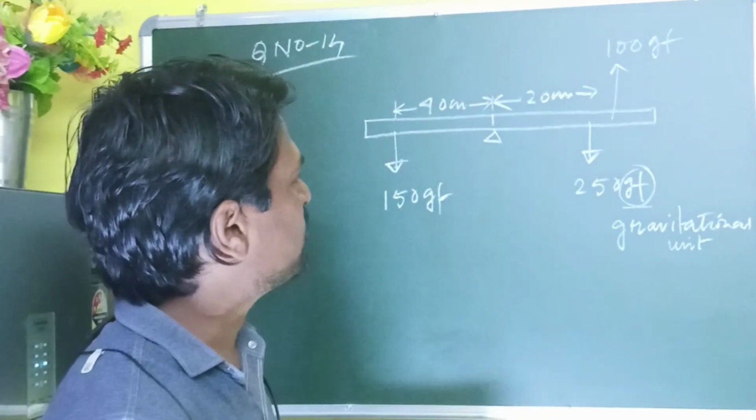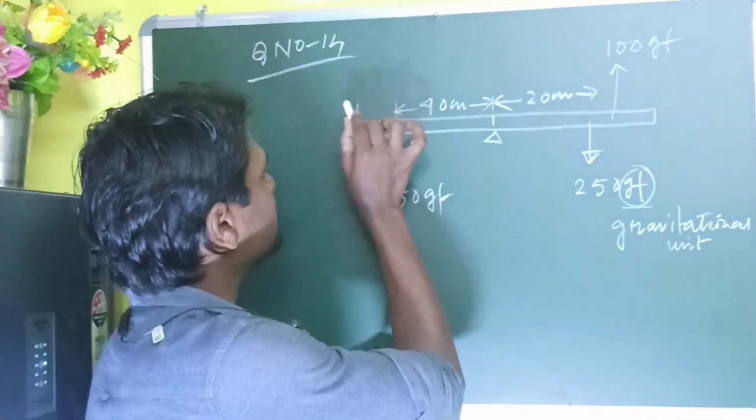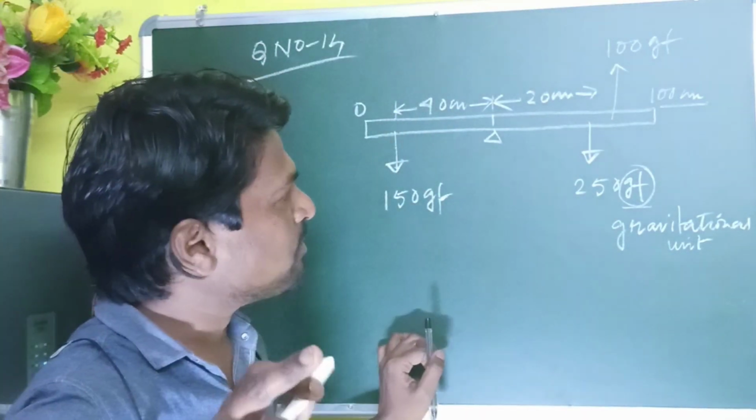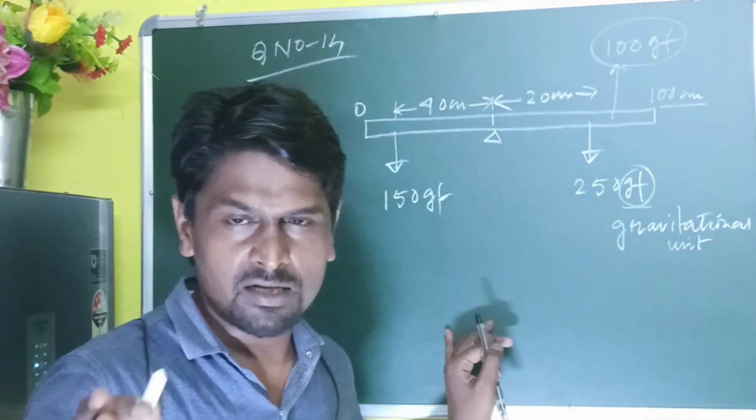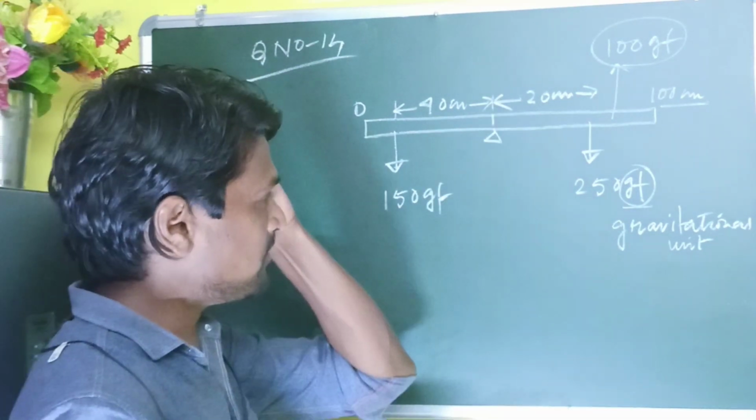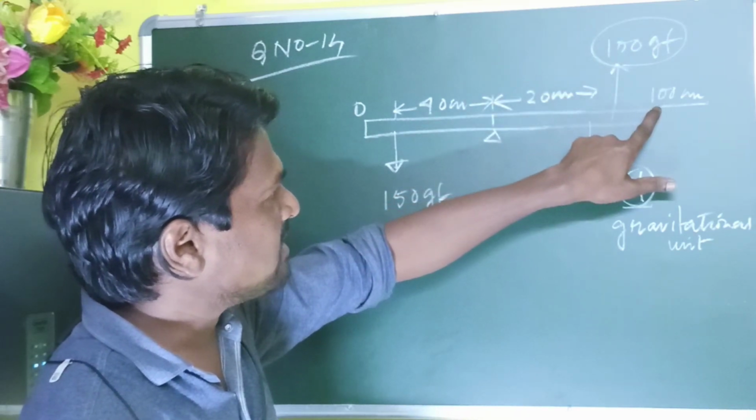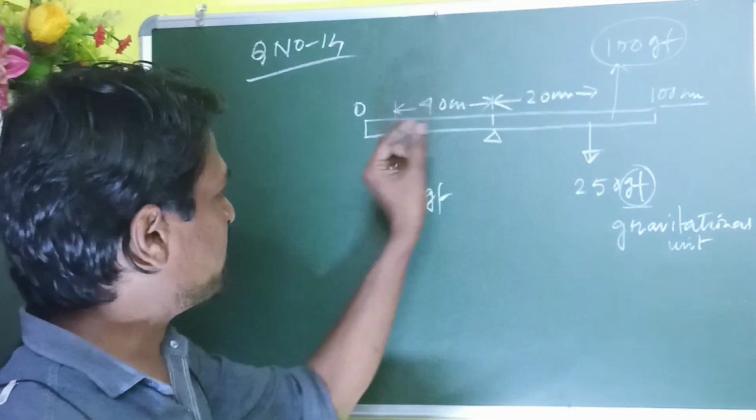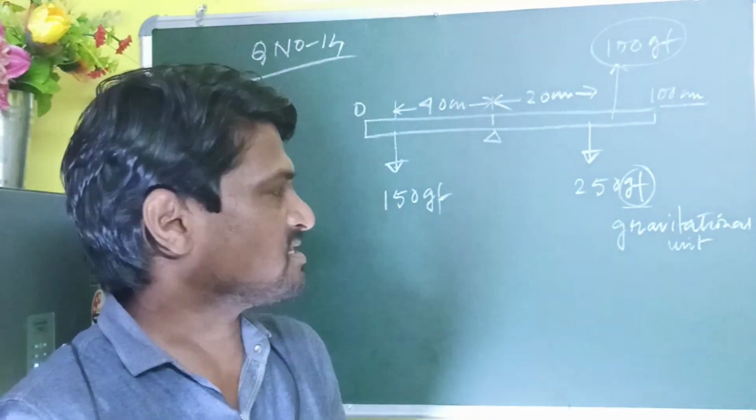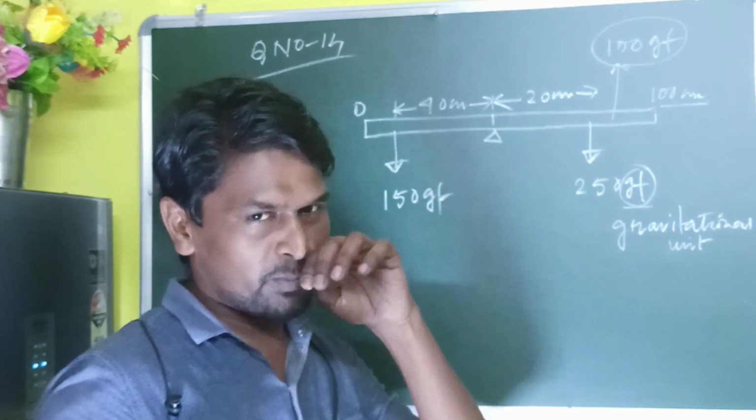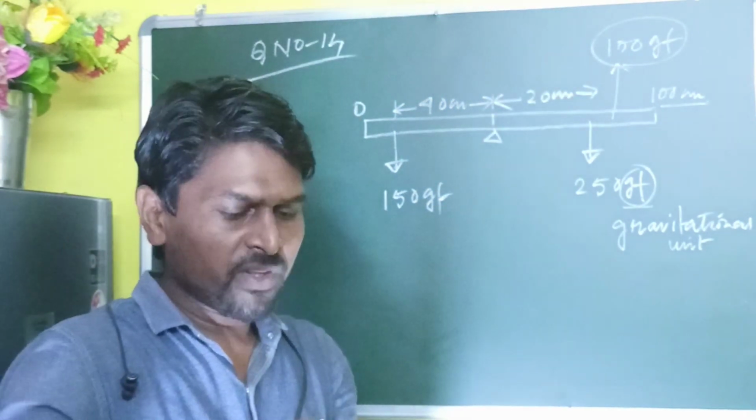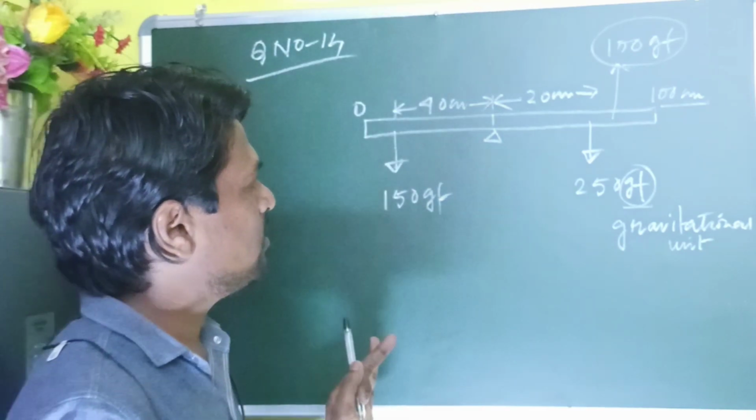Here the starting point is 0 and the ending point is 100 centimeter. Most numericals take the meter rule as a light object. The mass is 100 gram, uniformly distributed, so 100 by 100 is 1 gram force per centimeter. We can say this is the linear mass density, but don't go for those critical concepts. Simply think that at 50 centimeter there is a fulcrum. Is it balanced or not?